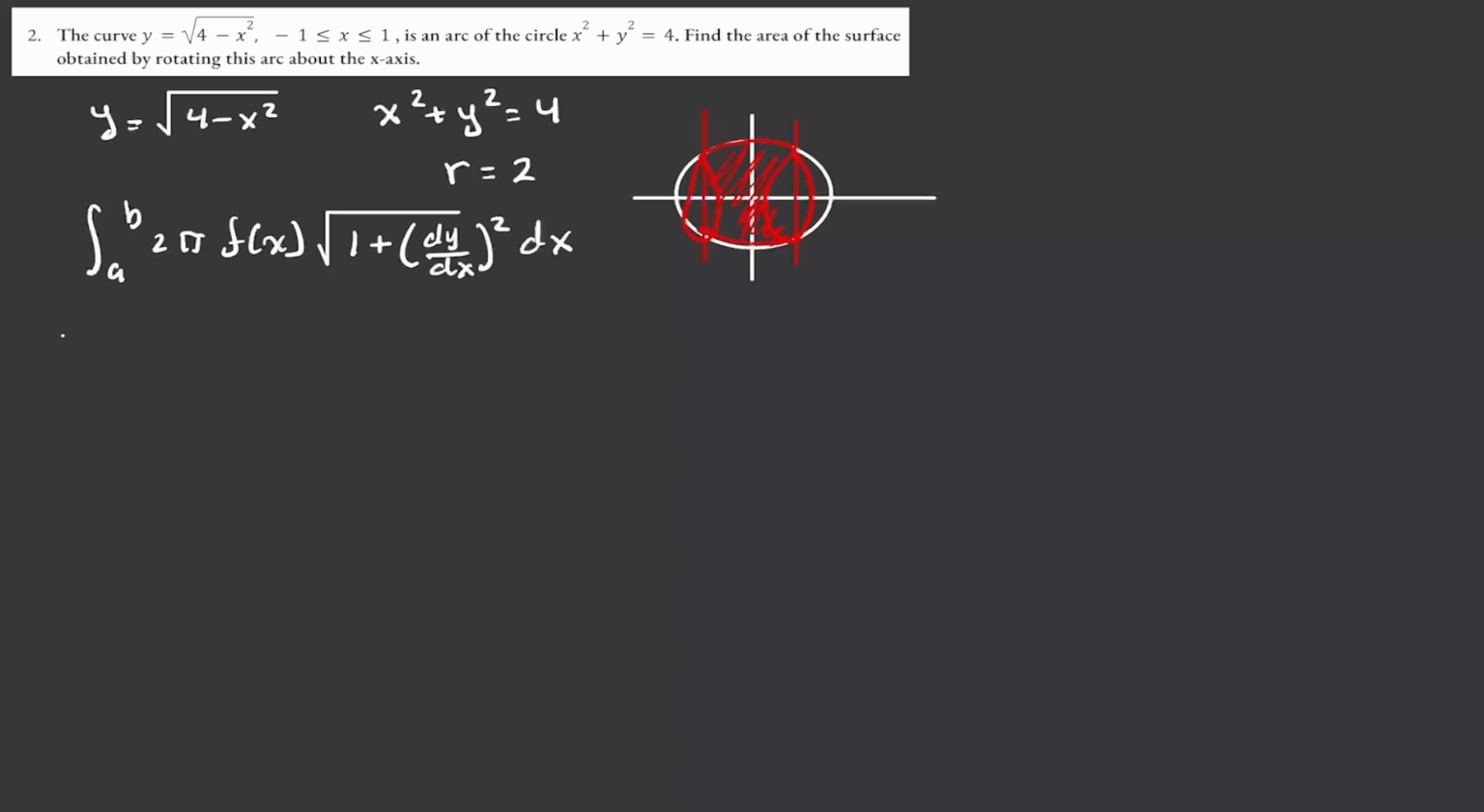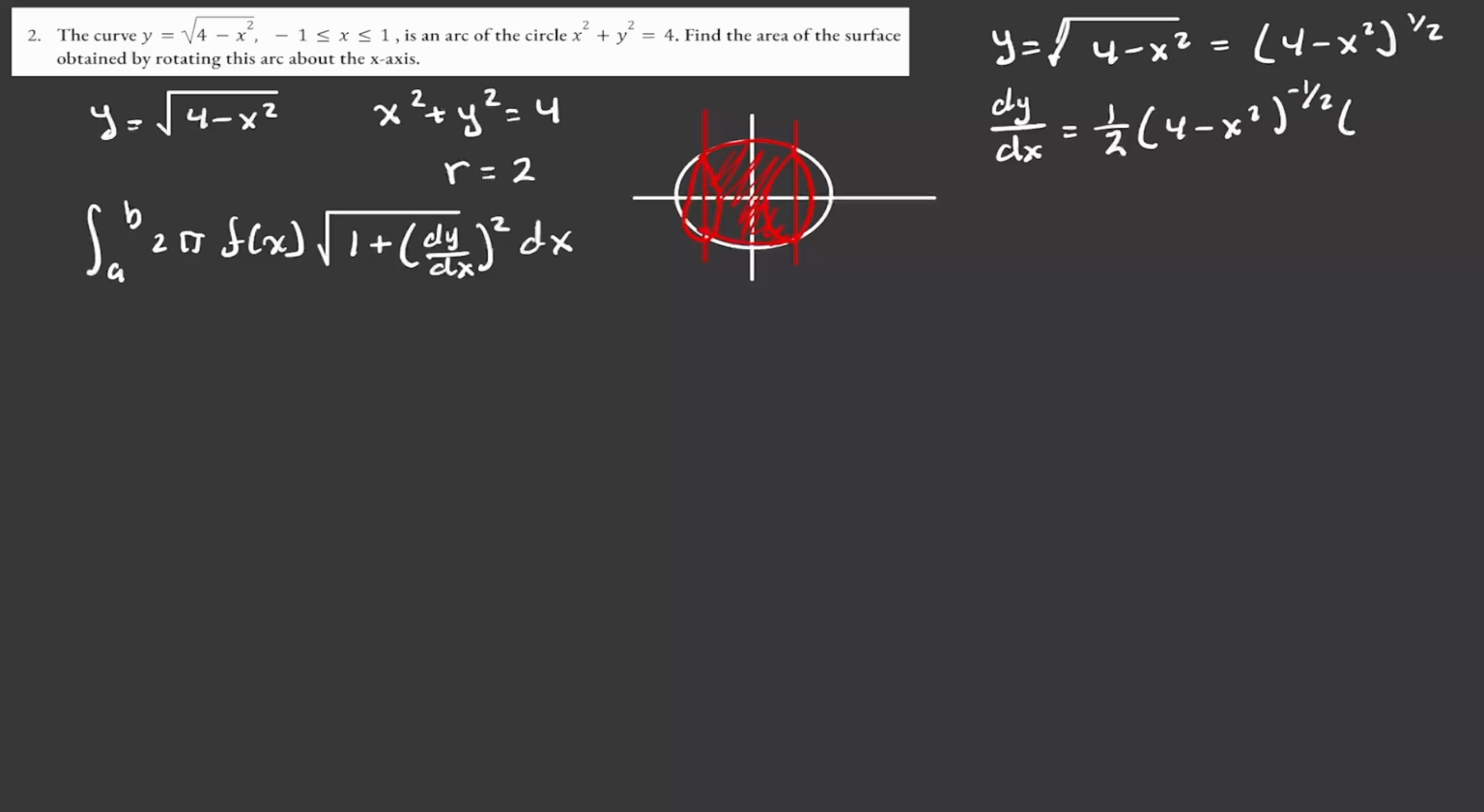Now the first thing we're going to do is take the derivative of our function. The square root of 4 minus x squared, we're going to rewrite as 4 minus x squared to the 1/2. Taking the derivative with respect to x gives you 1/2 times 4 minus x squared to the -1/2 times -2x. This would be equal to -x over the square root of 4 minus x squared.